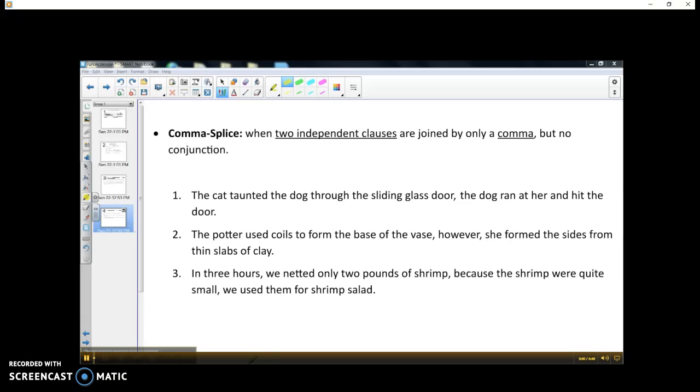Hopefully this video lesson has benefited you in being able to recognize your comma splices and run-ons. Just remember again those 3 ways to combine your compound sentences, and that's going to help you be aware of those errors and prevent them.